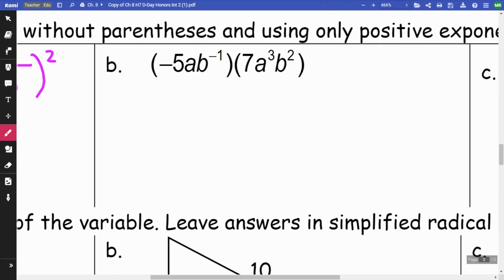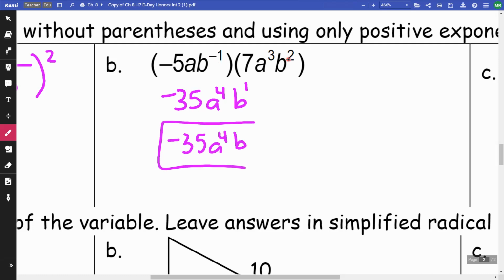On B, -5 times 7 is going to be a -35. My a times a to the third, I add my exponents, and the a really has an exponent of 1 here. So 1 plus 3 is 4, so I have a to the fourth. B to the -1 times b to the second. Again, I take -1 plus 2, and I get b to the 1. Or I can just write it as a -35, a to the fourth b. And that is my answer.